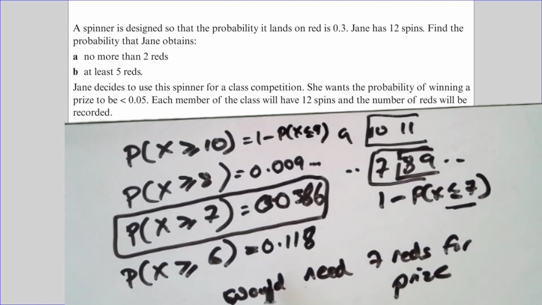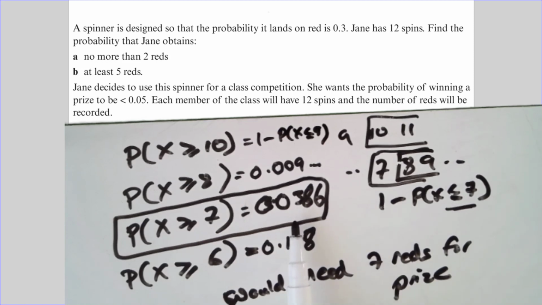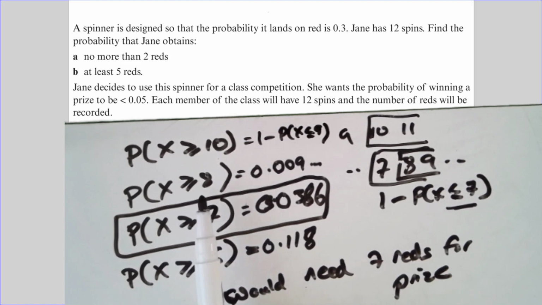Because this 7 reds is the first time where 7 or more, because remember you get a prize if you get 7 or more, it gives you a probability less than 5%. So if you went for 8, the chance of winning would be less than 1%, which would put everyone off playing the game really.